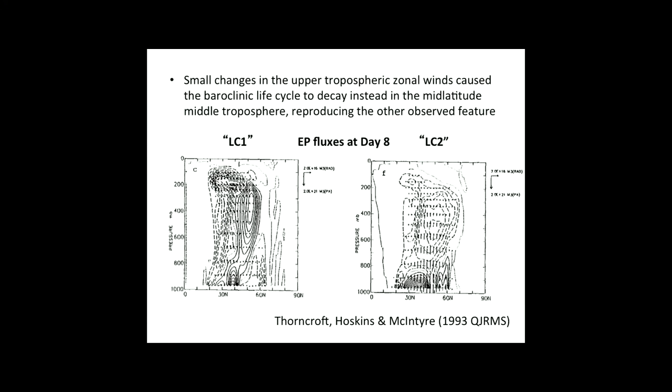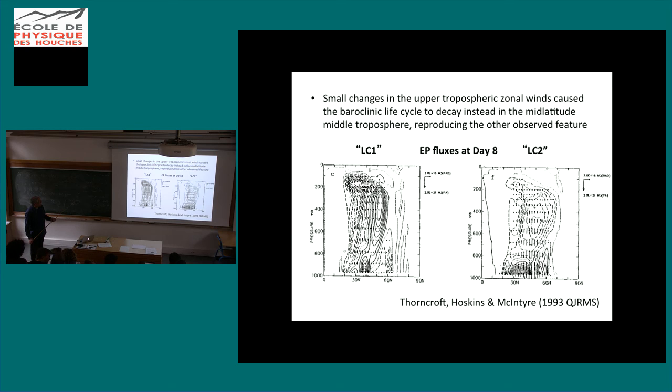Okay, so it turned out that they made some small changes in the mean state, and they found that actually, if they changed the mean winds a little bit, they got a rather different behavior. So LC is for life cycle. So this is the classic case, but this is at day 6.